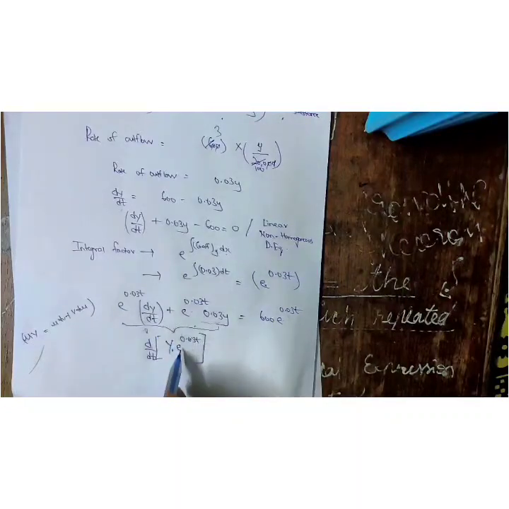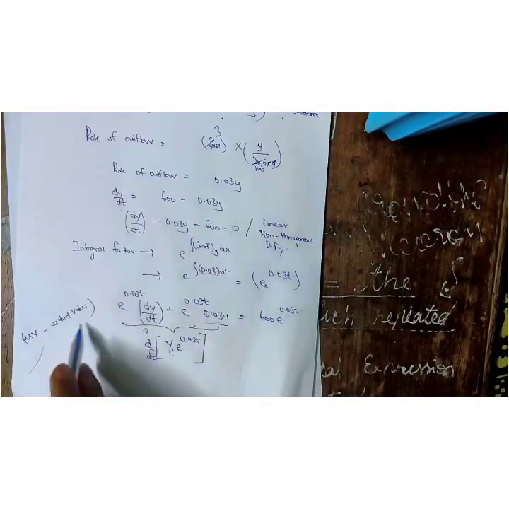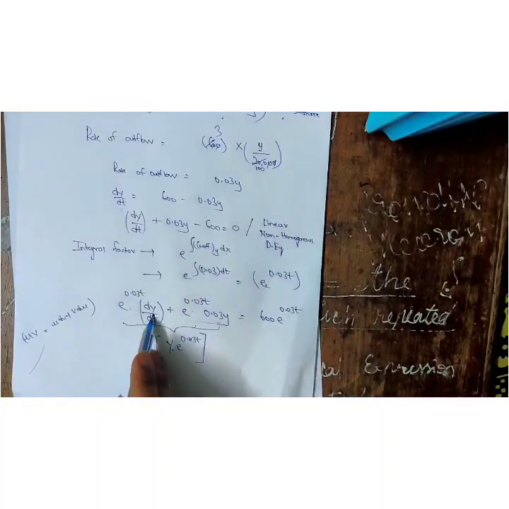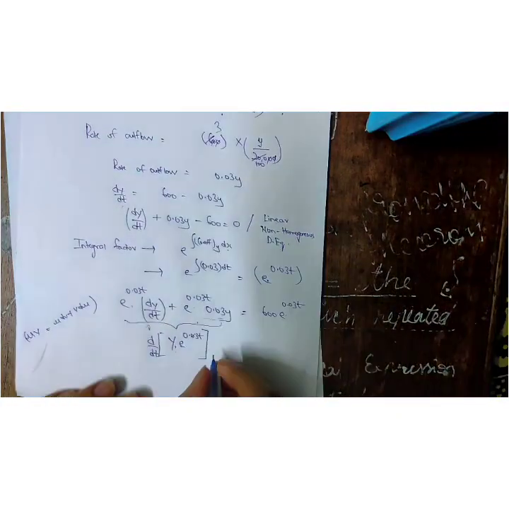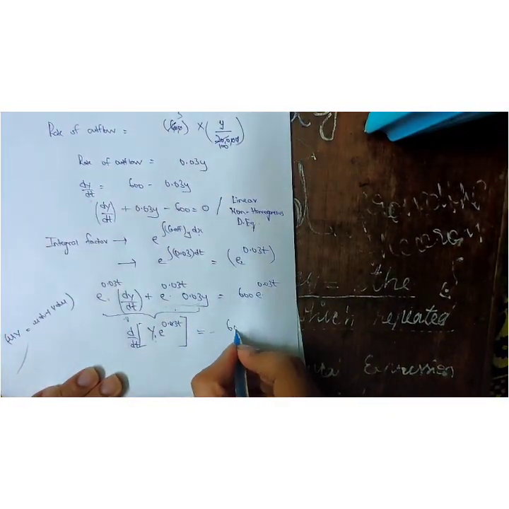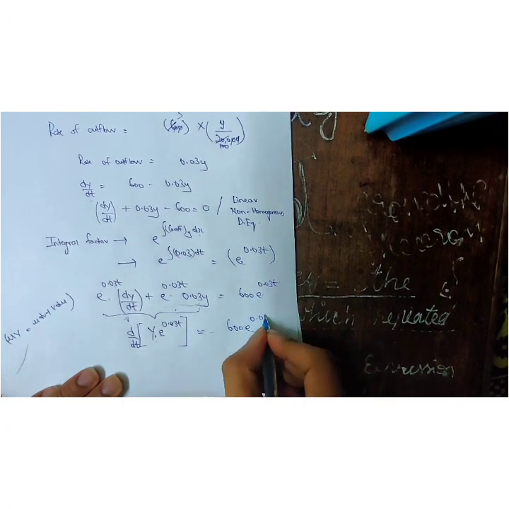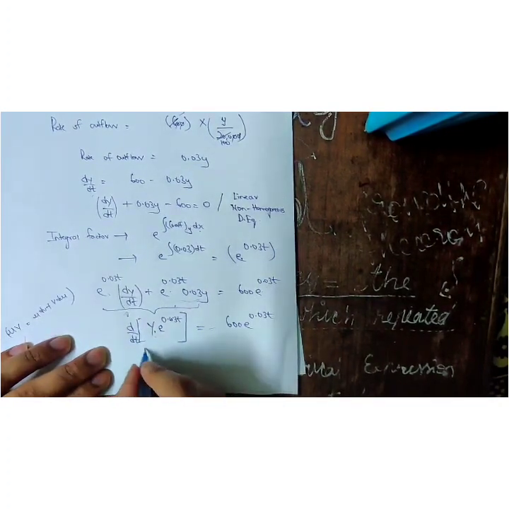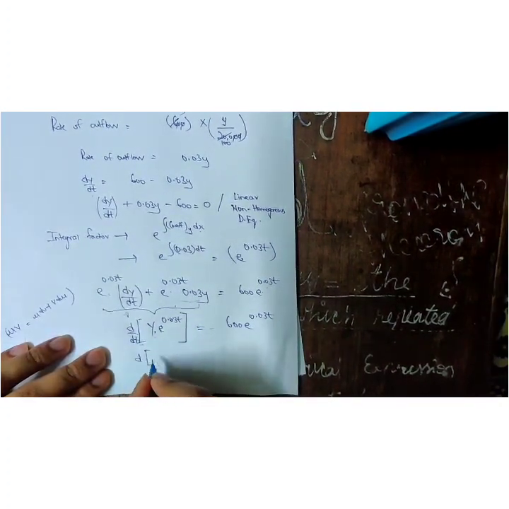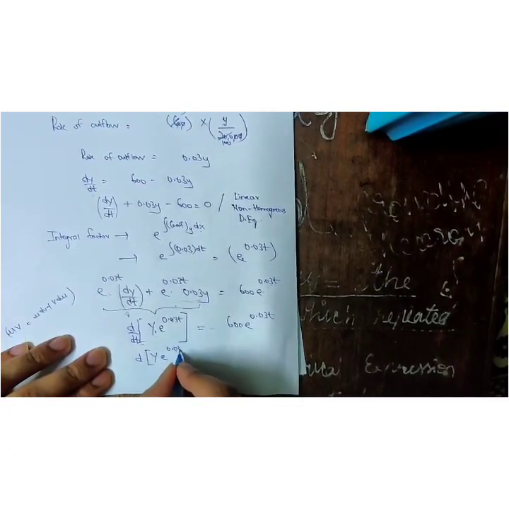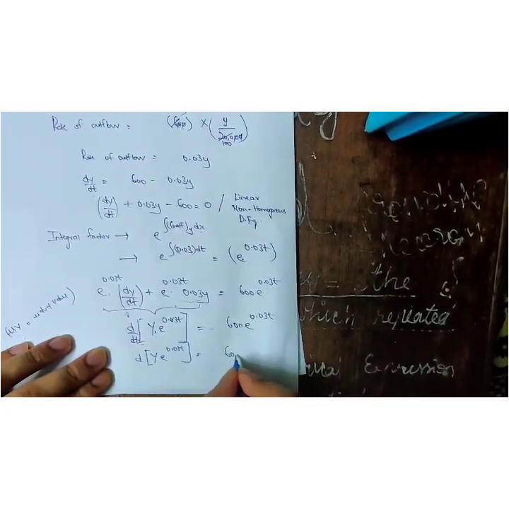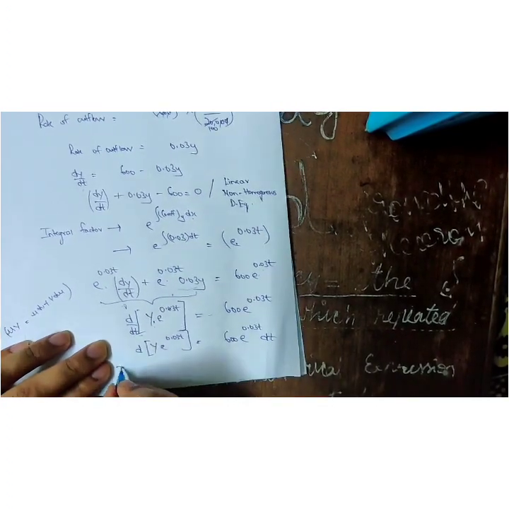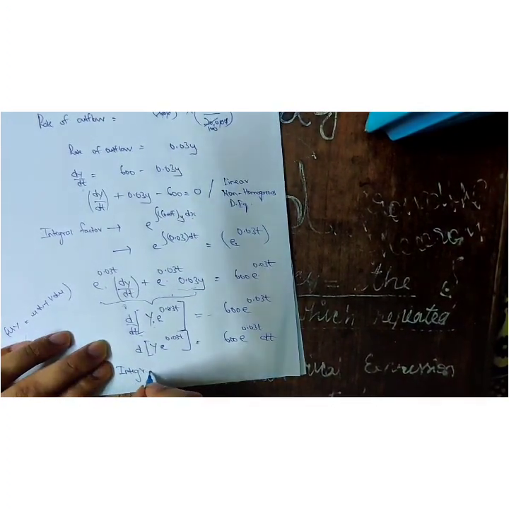Simple. Y into differentiation of e power 0.03t, which is this term. And the second term, e power 0.03t into dy by dt. Simple, is equal to 600 into e power 0.03t. Okay guys, now just take the dt term here. d of y into e power 0.03t is equal to 600 into e power 0.03t dt. Integrating on both sides.